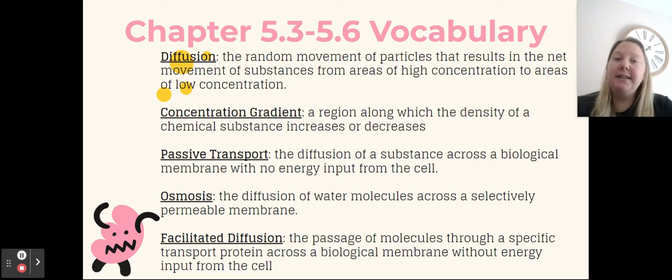The last is facilitated diffusion. This is the movement or passage of molecules through a selectively permeable membrane through specific transport proteins that still is not using energy from the cell.